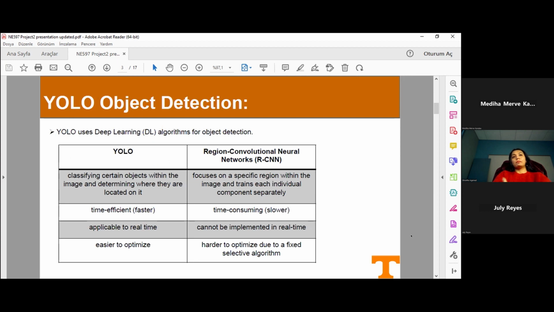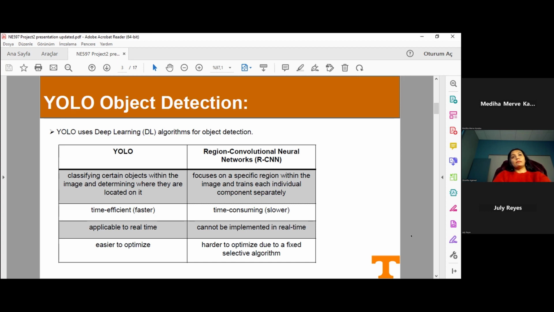YOLO uses deep learning algorithms for object detection. YOLO has superior properties compared to older methods, for example RCNN, which is the most commonly used method. These are the differences between YOLO and RCNN. YOLO classifies certain objects within the image, while RCNN focuses on a specific region.